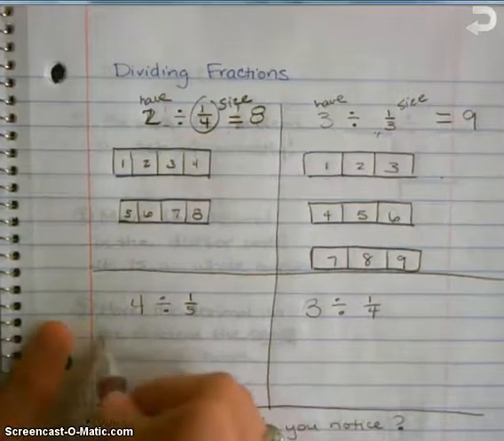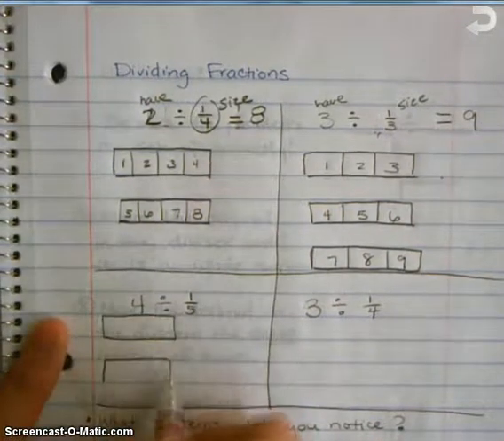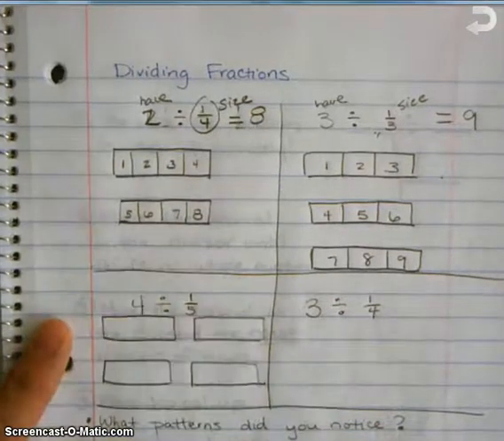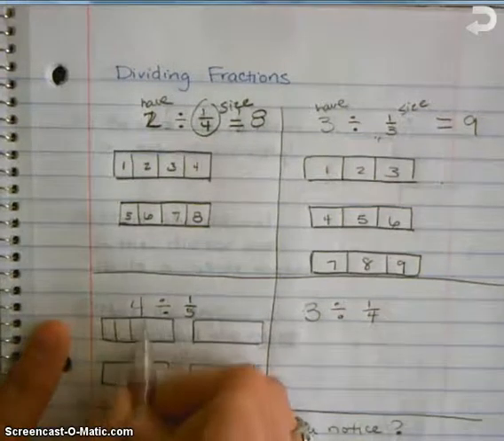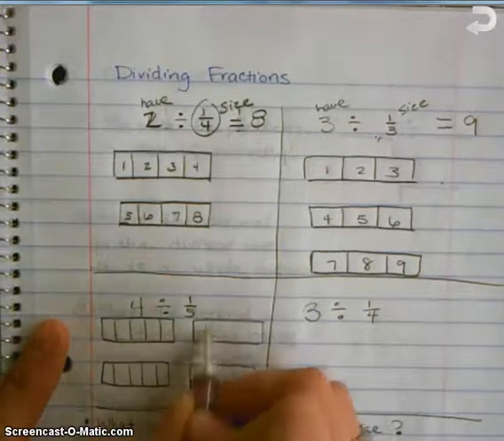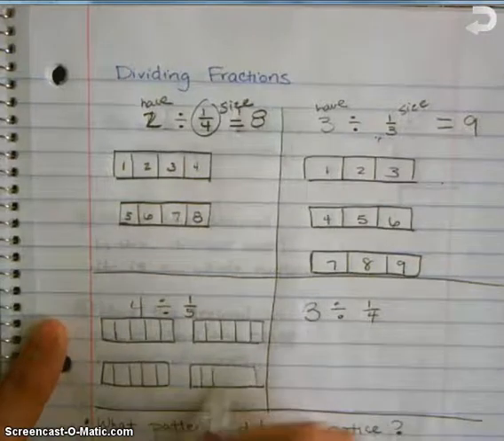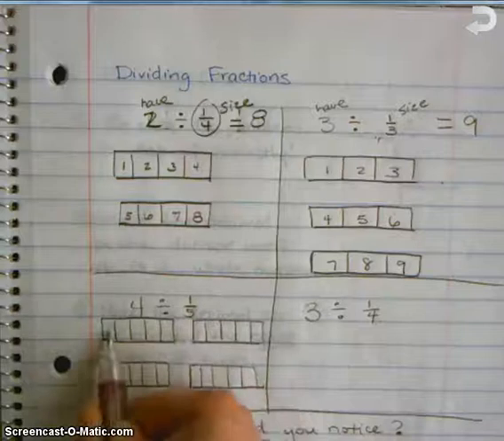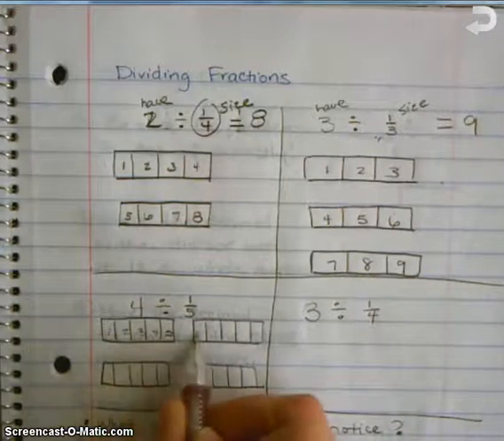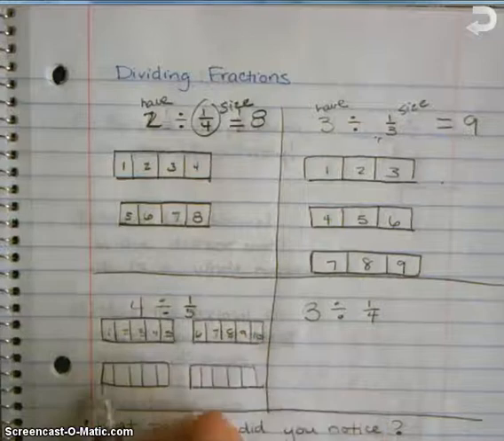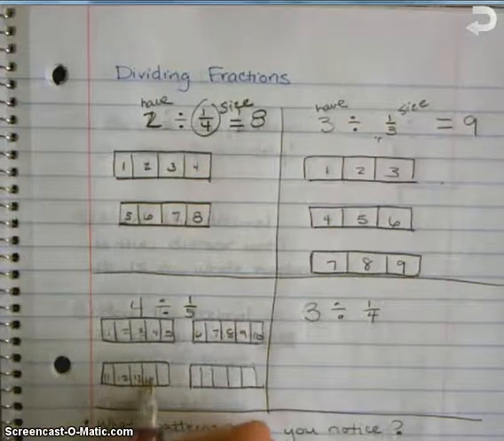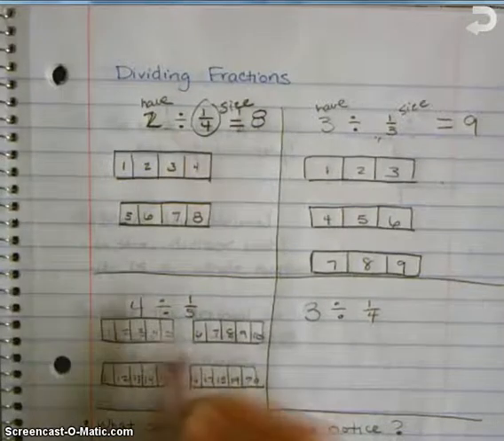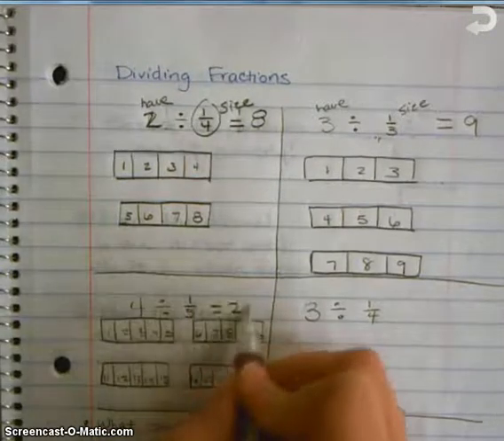So here I have 4. So I'm going to start with 4 wholes, and I'm going to count how many 1/5 I can have. So I have to divide these into 5 pieces each. So how many 1/5 are in 4 wholes? 1, 2, 3, 4, 5, 6, 7, 8, 9, 10, 11, 12, 13, 14, 15, 16, 17, 18, 19, and 20. So 4 divided by 1/5 equals 20.